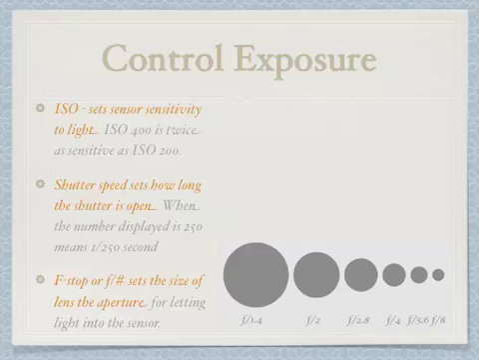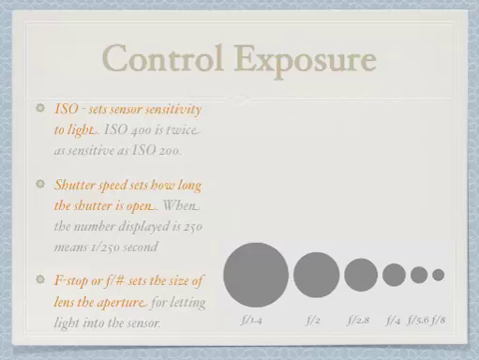Okay, so what do these settings do? The ISO setting sets the sensitivity to the light for the camera sensor. And the higher the ISO number, the more sensitive is the sensor. For example, ISO 400 is twice as sensitive as ISO 200. In other words, 200 will require twice as much light to give you the same exposure as the ISO 400 setting. A shutter speed sets how long the shutter is open.